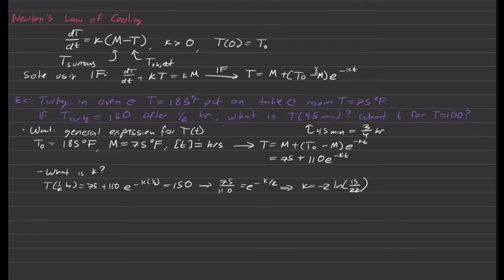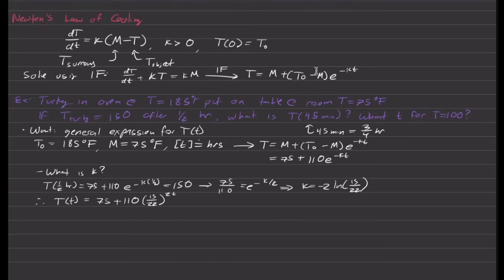Sick. And now that means that our general solution is T of t is equal to 75 plus 110. And I'm just going to pull some logarithm tricks. You can simplify this expression, rearrange it, and then what you end up getting is 110 times 15 over 22 to the power of 2t.